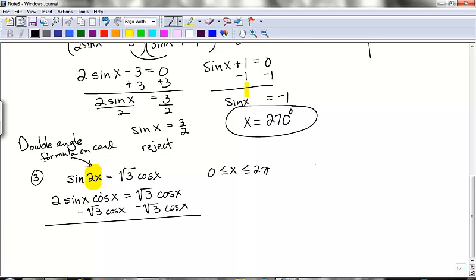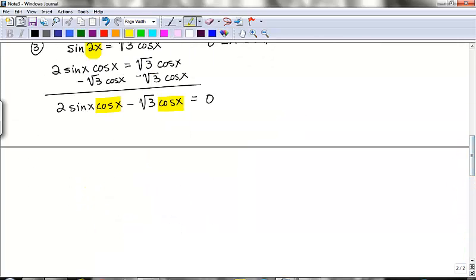Okay, these are not like terms, so just write them down. 2 sine of x cosine of x minus radical 3 cosine of x equals 0. What's in common in both terms? Cosine of x is in both of them. Factor that out. So if I take out a cosine x out front, what's left out of this first term? Just the 2 sine x. And left out of this one is minus radical 3.